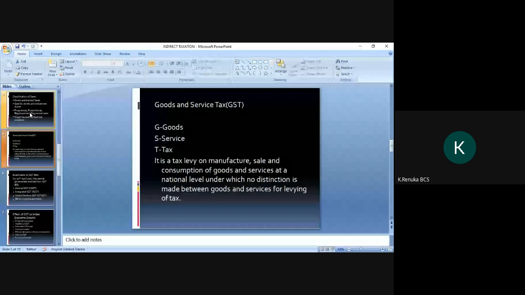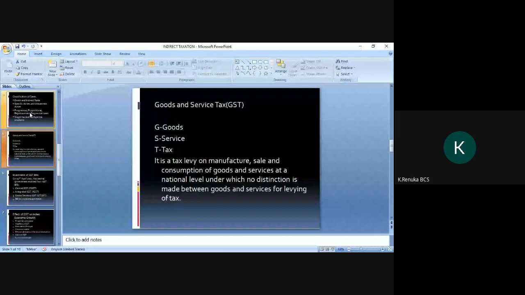So it is the comprehensive tax which has been levied on manufacture, sale, and consumption of goods and services. So a person who is a manufacturer, a seller, or a consumer of that particular goods has to pay this GST. It is a tax on goods and services, and every person is liable to pay tax on his output and entitled to get input tax credit on the tax paid on its inputs.